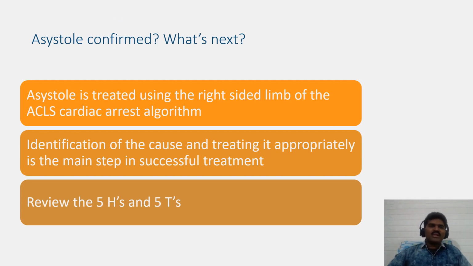So let's assume that asystole has been confirmed. And what do you do next? Asystole is treated using the right-sided limb, or the non-shockable limb, of the ACLS cardiac arrest algorithm. Identification of the cause and treating it appropriately is the main step in successful treatment. Although you can use your CPR and adrenaline, always review the 5Hs and 5Ts.